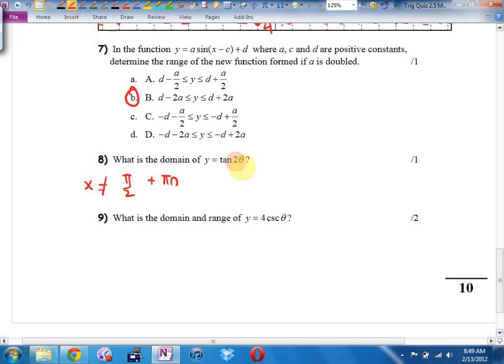But Brett, how has this been changed? We've replaced theta with what? We've replaced theta with 2 theta. That's a horizontal compression by a half. In our case now, it's going to be pi over 4 plus multiples of pi over 2, where n is an integer. Half mark, half mark. If you forgot that, take off the half mark.